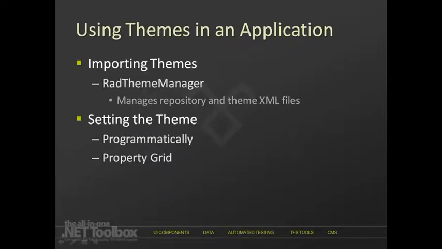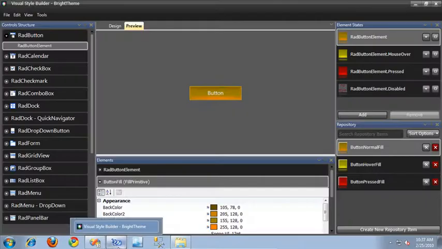So the final thing I want to go over with you is how we actually use these themes in an application. I'm going to show you how to import themes using the Rad Theme Manager, and then we'll set the theme programmatically and also show you how to set it through the property grid if you want to try that as well. So let's switch over to our virtual machine once again, and we're done with Visual Style Builder.